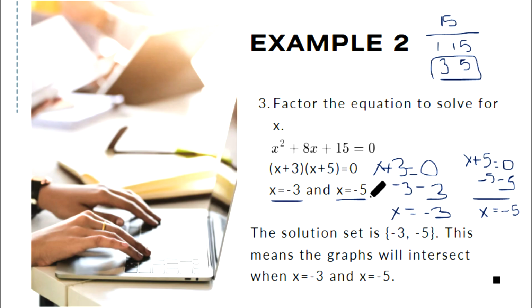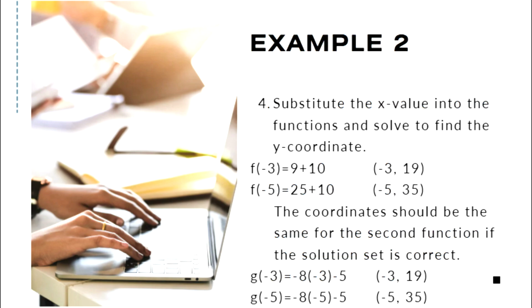Oh, praise the Lord, I'm remembering this. So that gives us, these are the 2 points of intersection. We write it as a solution set, which has these weird little wavy brackets. So the solution set is -3, -5. Okay. This means the graphs will intersect when x equals -3 and x equals -5. And you will see that in a minute. We're going to see the graph, so this will make more sense. So don't worry about that yet.